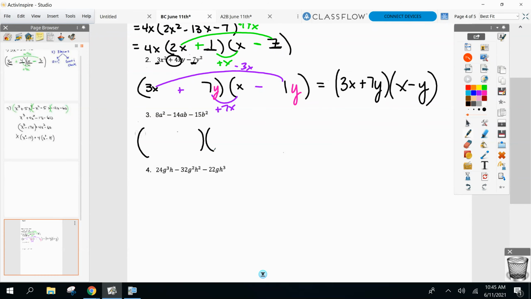This is a little difficult now because for 8, you could have 1 and 8, 4 and 2. And then for 15, you could have 1 and 15, 3 and 5. So you got to try some combinations out. Go ahead, work through it.